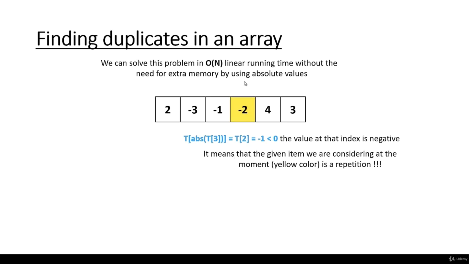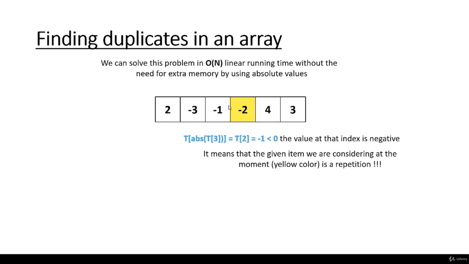Okay, let's consider the next item. In this case, the i index is 3. 0, 1, 2, 3 has the value -2, but we are dealing with the absolute value. That's why we have to check the item with index 2.